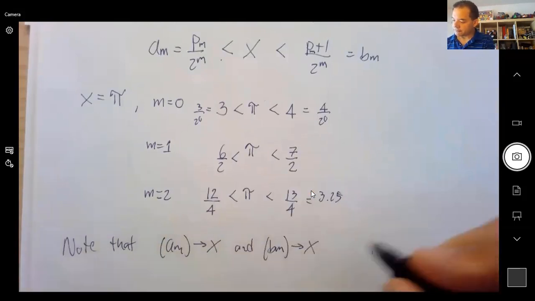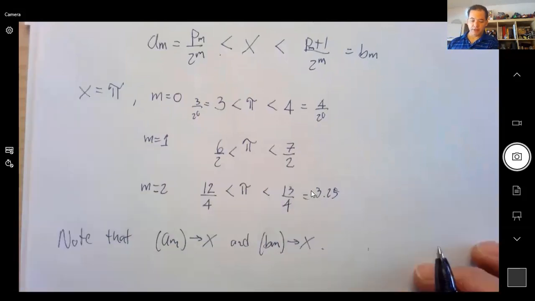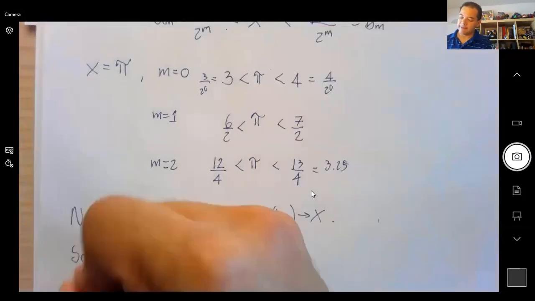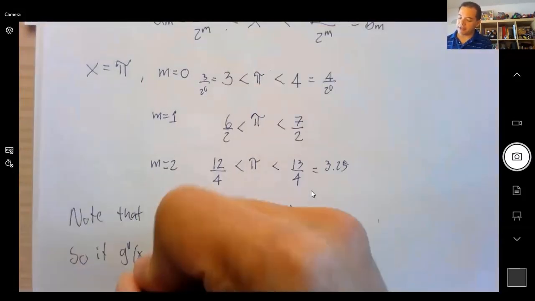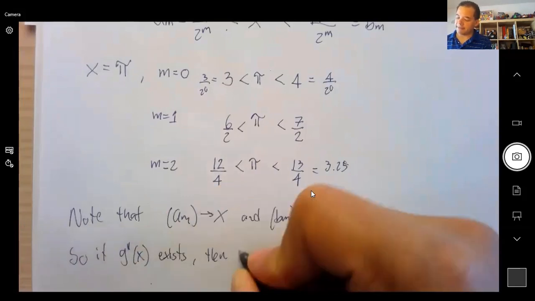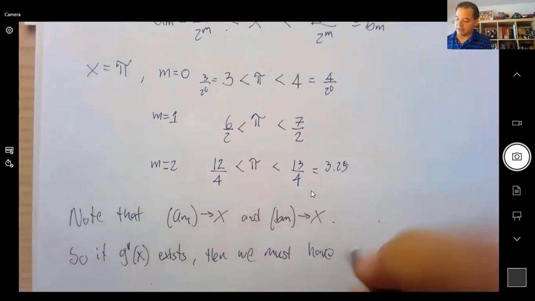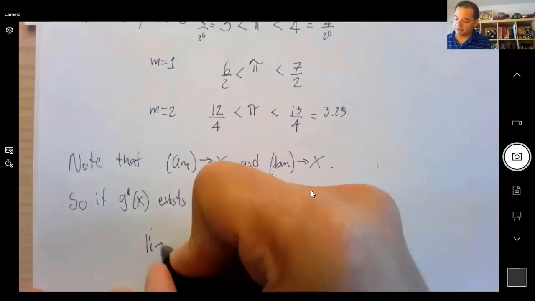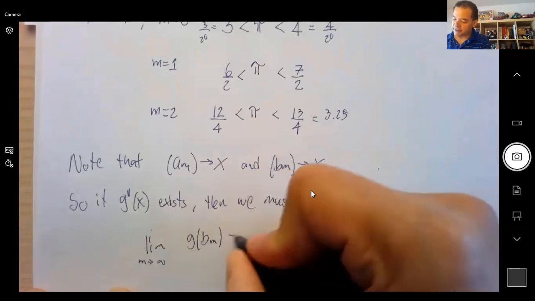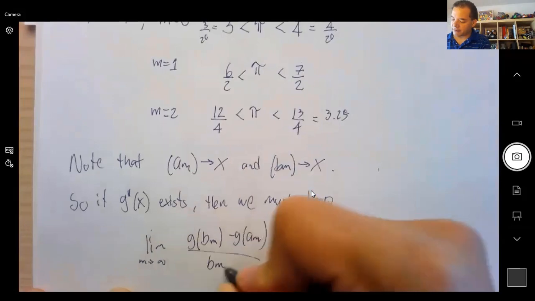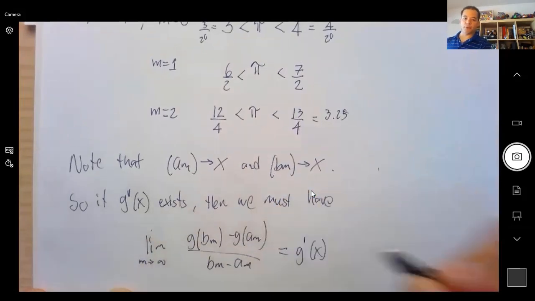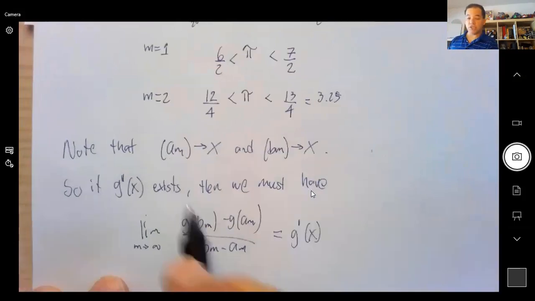Moreover, so then if the derivative at X existed, so if G prime of X exists, then we must have that the limit when m goes to infinity of G of Bm minus G of Am over Bm minus Am should be G prime of X, right? That's the lemma we just proved. If this derivative exists, then this should be true.